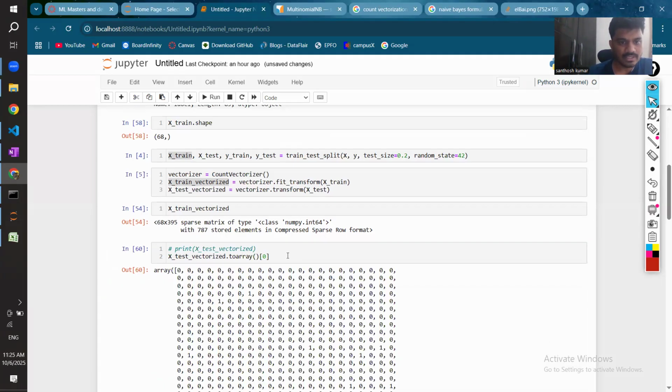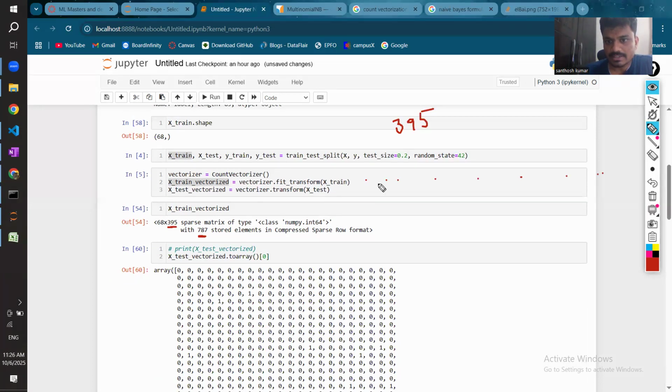I think 787 overall is considered unique. Not 787, actually. No, it's not unique. I'm not sure what 787 is, but 395 are unique. Yeah, that means it is considering 395 unique words.